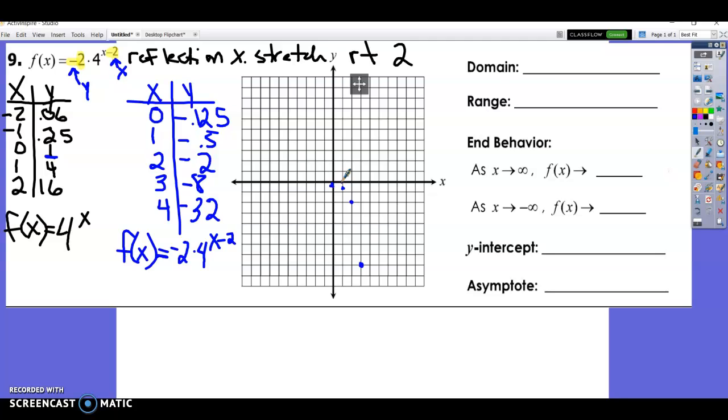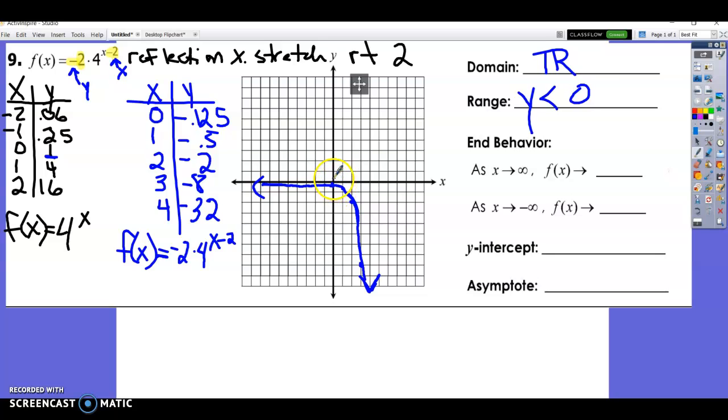Alright, so then I'm going to sketch my graph. I know that the negative 2 reflected it, so now it's approaching 0 from the bottom here. And kind of follow those points. Alright, so it is going left and right still forever, so domain is all reals. My range is everything less than 0 now, where before it was greater than 0, but now it's less than, so make sure you have the less than symbol.